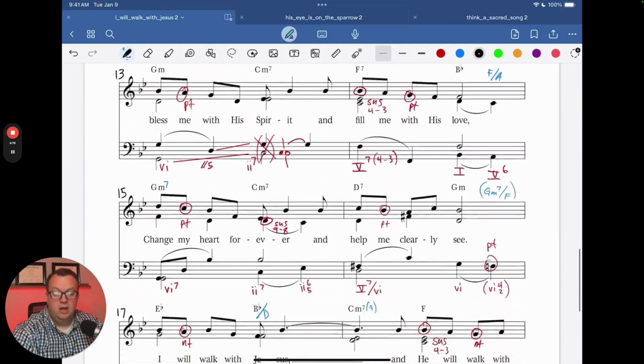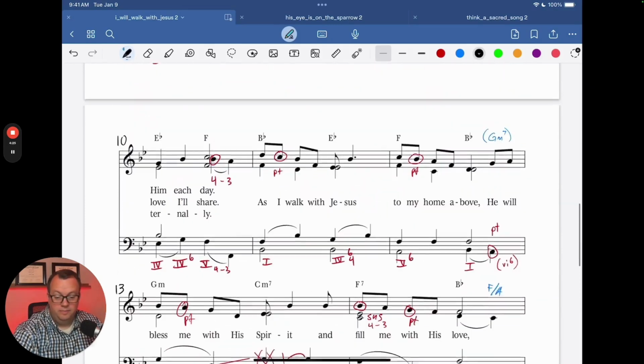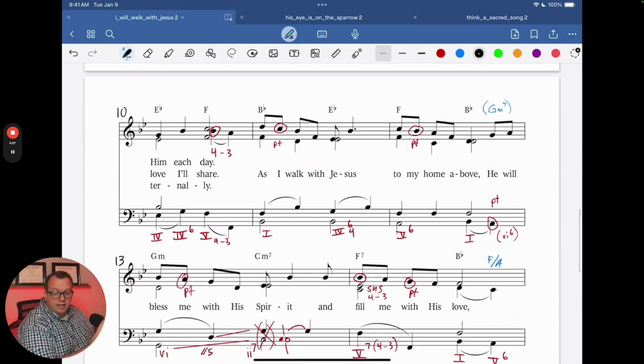Do we get another D? We get another D in measure 15 there on change. But that's a big note. And what they do is they lead our ear right to it. Da, da, da, da. In fact, it's the exact same lead-in as the introduction, but an octave higher.